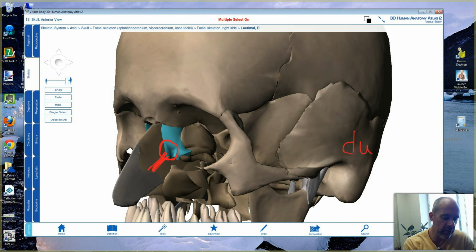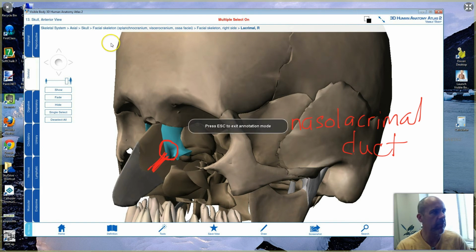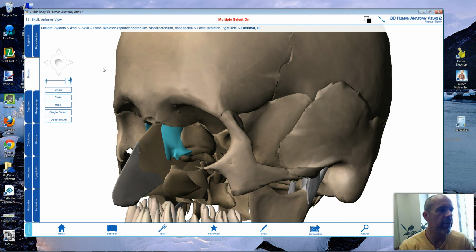Remember, a duct is a tube that carries secretions of some type from an exocrine gland, usually. And so that is an opening for what we call the nasolacrimal duct, which you know better as your tear duct. That opening allows tears from the eye to flow into that little tube, which leads to the nasal cavity. That's what we call our tear duct, but anatomically it's more officially referred to as the nasolacrimal duct.